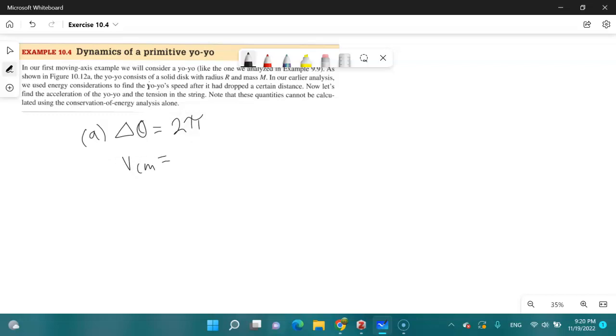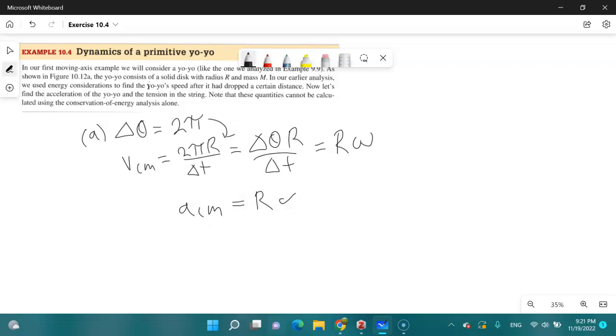For the velocity, we know that it's equal to 2 pi times the radius over the change in time. And this is equal to the change in theta times the radius, since we know that this is the same thing, over the change in time. And this is all equal to the radius times the angular acceleration. So the acceleration that we're getting is the radius times alpha. So now we can move on to the sum of forces in the y direction.